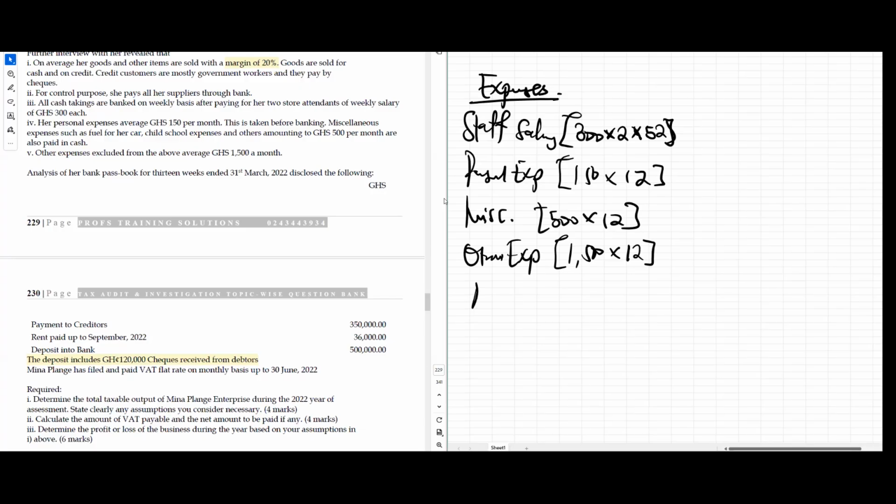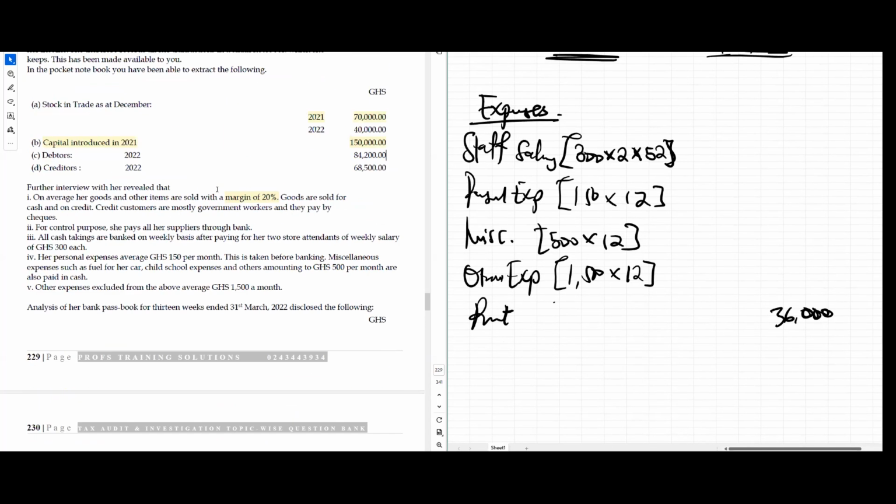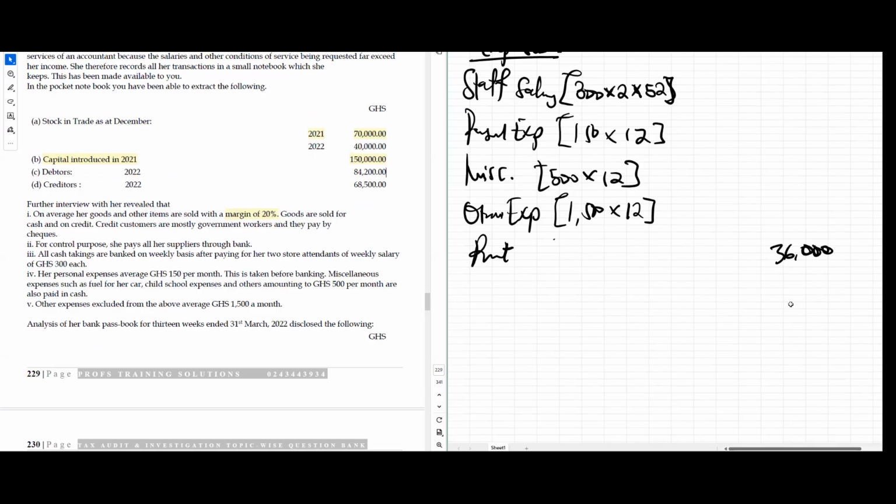And then she paid rent. Do you remember? She paid rent. So rent, 36,000. They already gave it to us. Do you get the whole idea? So these are total expenses. So once you do your sales minus your cost of sales, we can easily do cost of sales because we have what? Opening stock and we have closing stock. Then we less all these expenses, we get her profit.